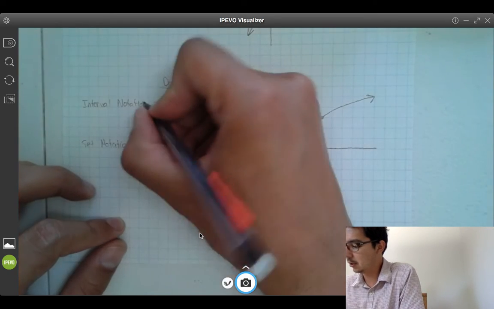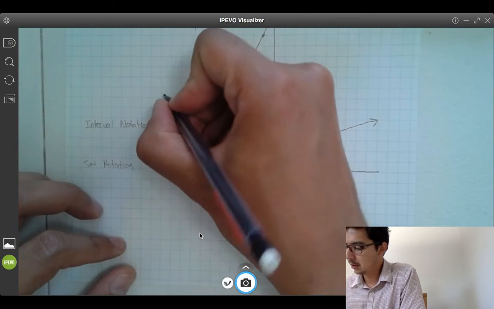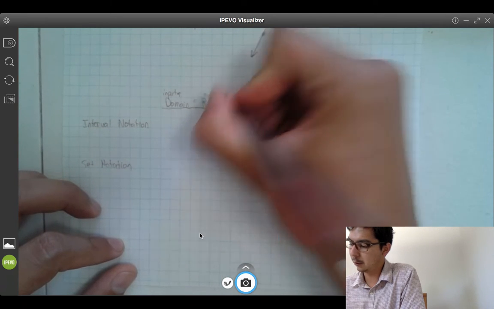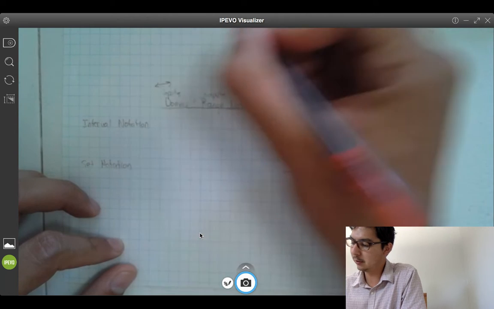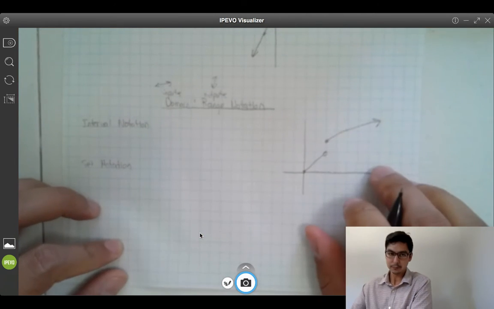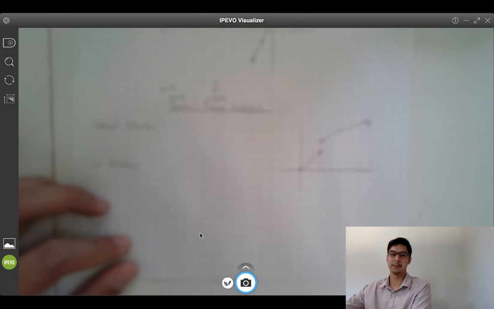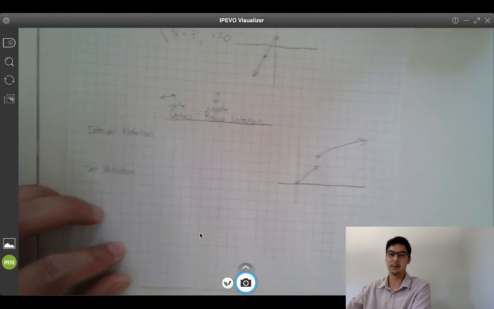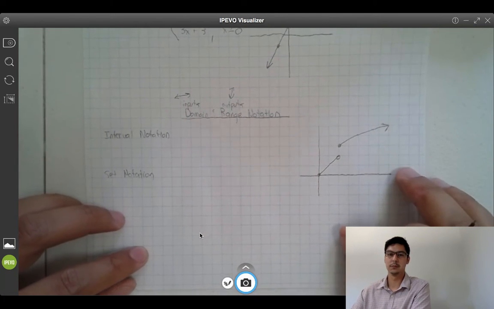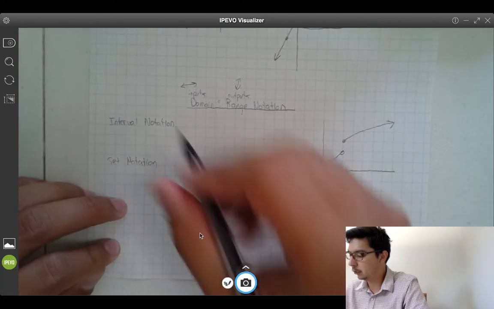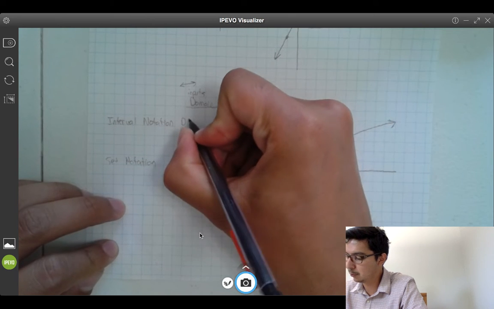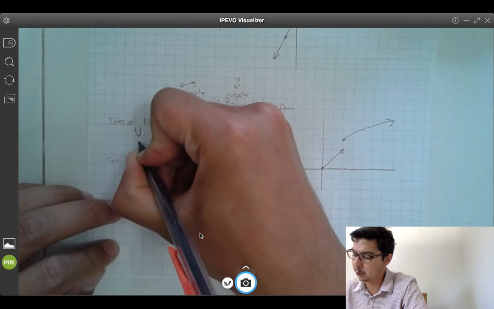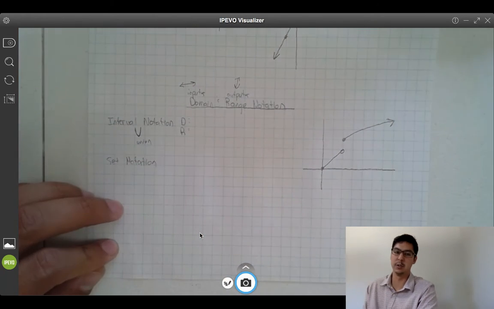Interval notation is, as a reminder, domain is all your inputs, range is all your outputs, and graphically, domain is left and right, range is up and down. So interval notation is using the symbol like a U, which stands for union, which combines two different sets.